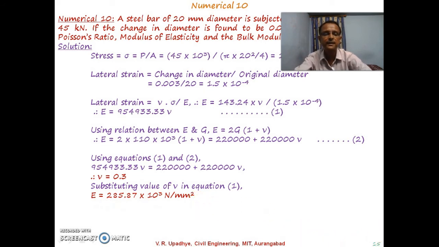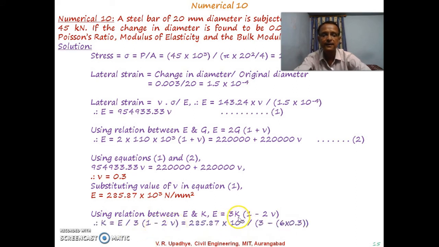So now we know E and mu, and we can use the relation between E and K, which we discussed earlier: E is equal to 3K(1 minus 2 mu). Substituting Young's modulus and Poisson's ratio, K is kept on one side and E on the other, so K = E divided by 3(1 minus 2 mu). Substituting E and mu, we can calculate the bulk modulus as 238.22 into 10 to the power 3 Newton per mm square.